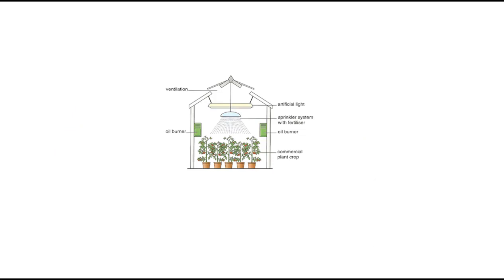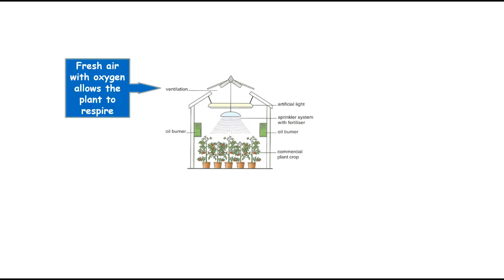Now, just for the lols, this bit shows how growers might be affected by limiting factors and what they can do to combat them. So this shows a little cross section of a greenhouse, and in this greenhouse it's got good ventilation, artificial light, a sprinkler system, an oil burner, and the little plants growing in it. So let's look at each part.